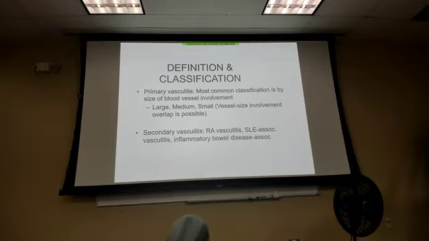That size can overlap, so it could be half medium and half large. Secondary vasculitis, then we're looking into some of those things that we have already spoken about. So rheumatoid arthritis vasculitis, lupus associated vasculitis, and IBD can also be in those things out there.